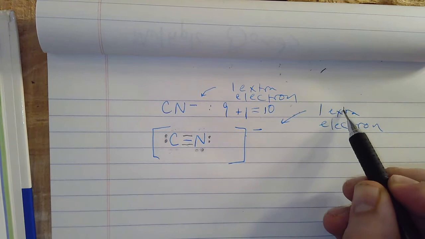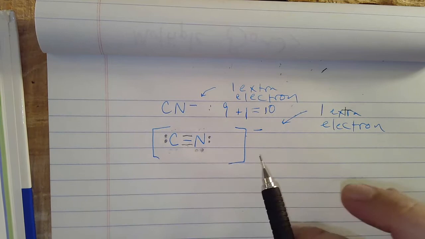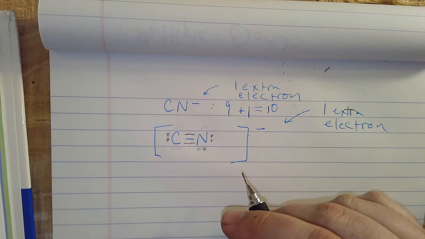If we look at this, we have our 10 valence electrons all spread out as we're going through this. So we have a triple bond, and we just have our extra electron that's here. So for all of them, let's say we wanted to talk about the ammonium ion.